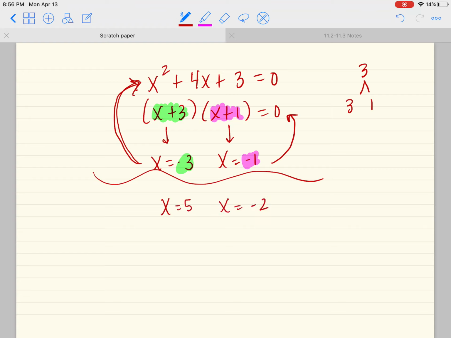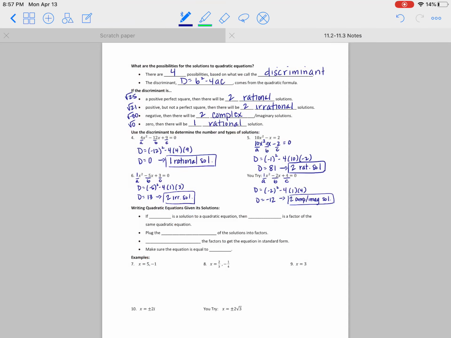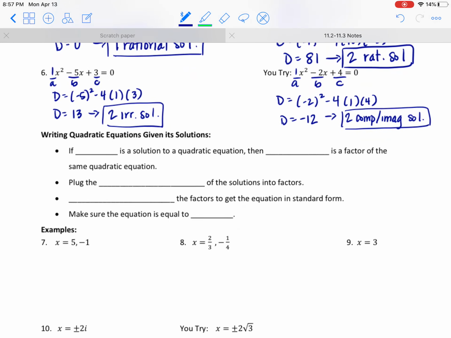So let's say my solutions were 5 and negative 2. If 5 is a solution, it's because x minus that 5 was a factor. And if negative 2 is a solution, it's because x plus 2 was a factor. Now all I have to do is multiply this out to figure out my equation. Okay, so what seemed difficult is actually not that bad, right?